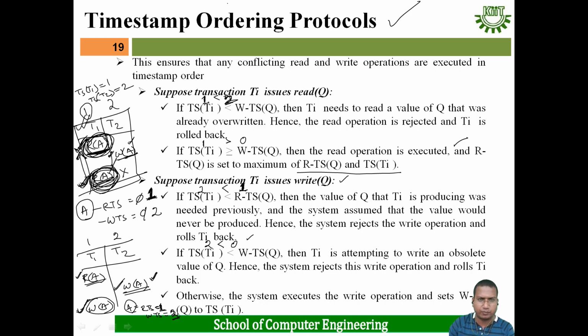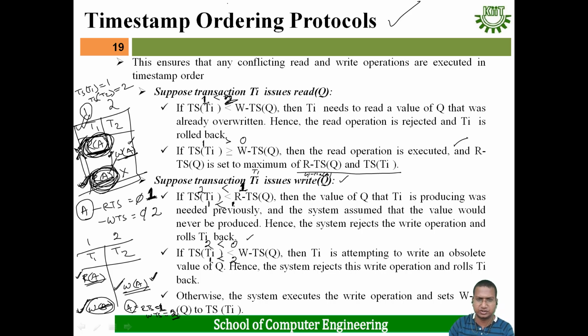Suppose transaction Ti, that means here transaction T1, issues a write Q, meaning the write A operation it wants to perform. Then the timestamp of T1, that is 1, is less than the read timestamp of Q. The read timestamp of Q is 1. Is 1 less than 1? It is not true. Then again, is 1 less than the write timestamp of Q, which is 2? Yes, this is true.